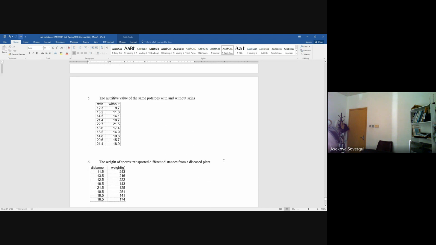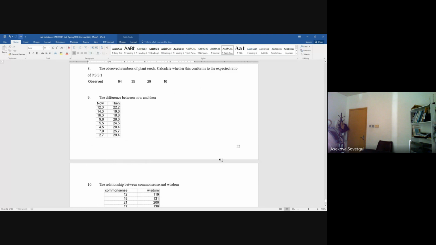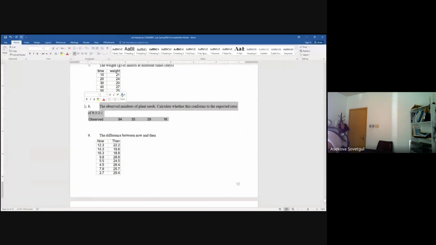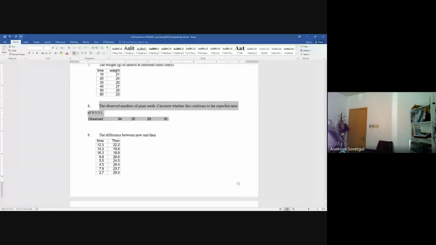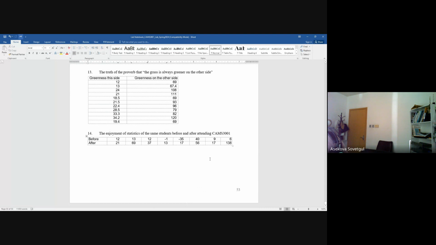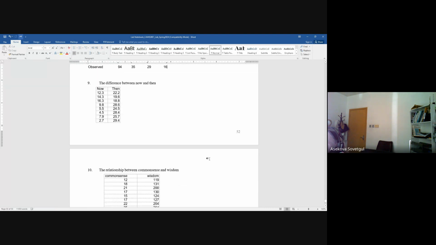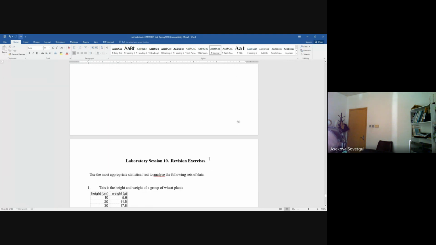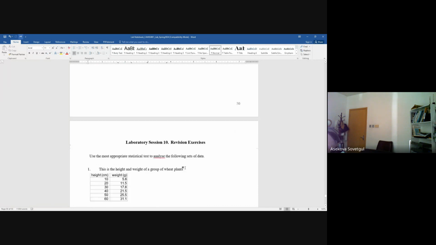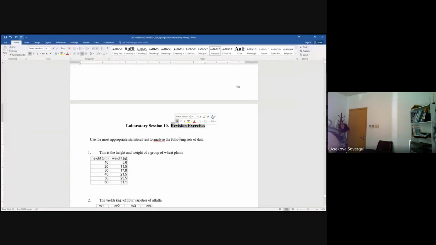So there is also a goodness of fit example. Do you see this one? Number 8. This is also chi-square, yeah? Because we have observed values, we can calculate the expected values from the observed. Okay, so I think 2 different types of chi-square are given here. Please pay close attention and also practice by doing the revision exercises.